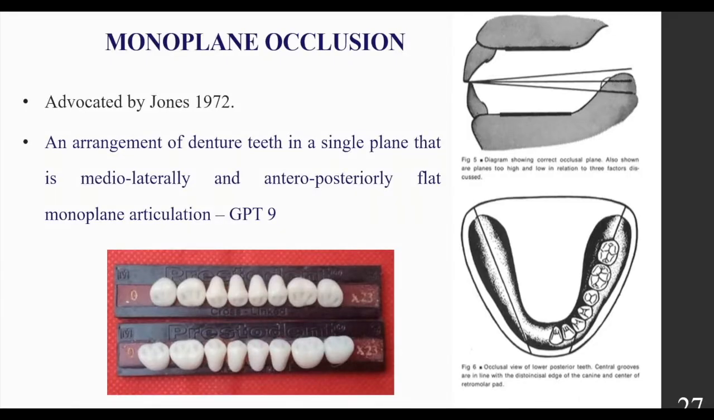Coming to monoplane occlusion, it was advocated by Jones. It's an arrangement of denture teeth in a single plane, that is, medial-laterally and anterior-posteriorly flat: monoplane articulation. Here, 0-degree teeth are used. Now, the posterior occlusal plane should be evenly divided between the spaces of the upper and lower ridges. The occlusal plane should be parallel to the mean foundation plane, and the occlusal plane should fall at the junction of the upper and middle third of the retromolar pad.